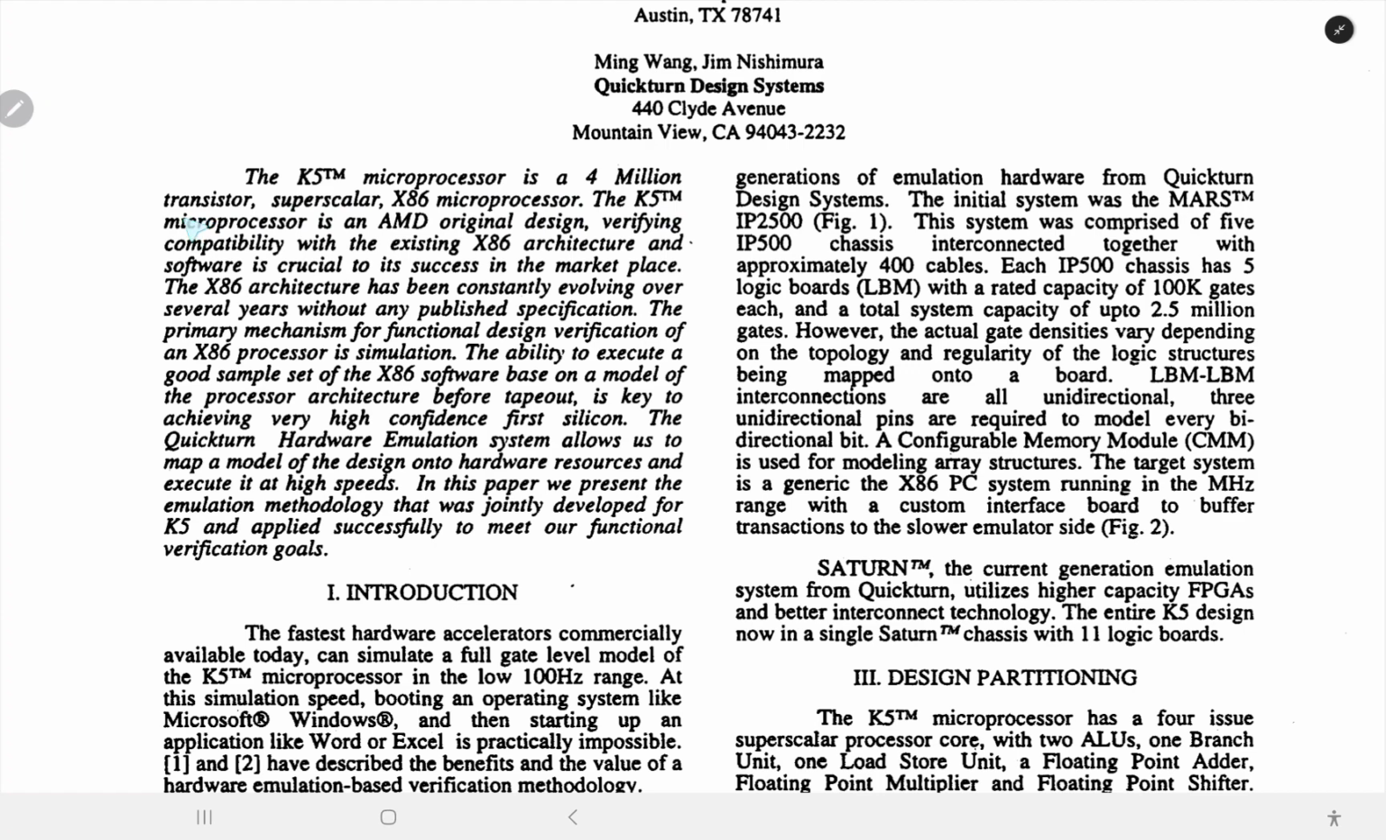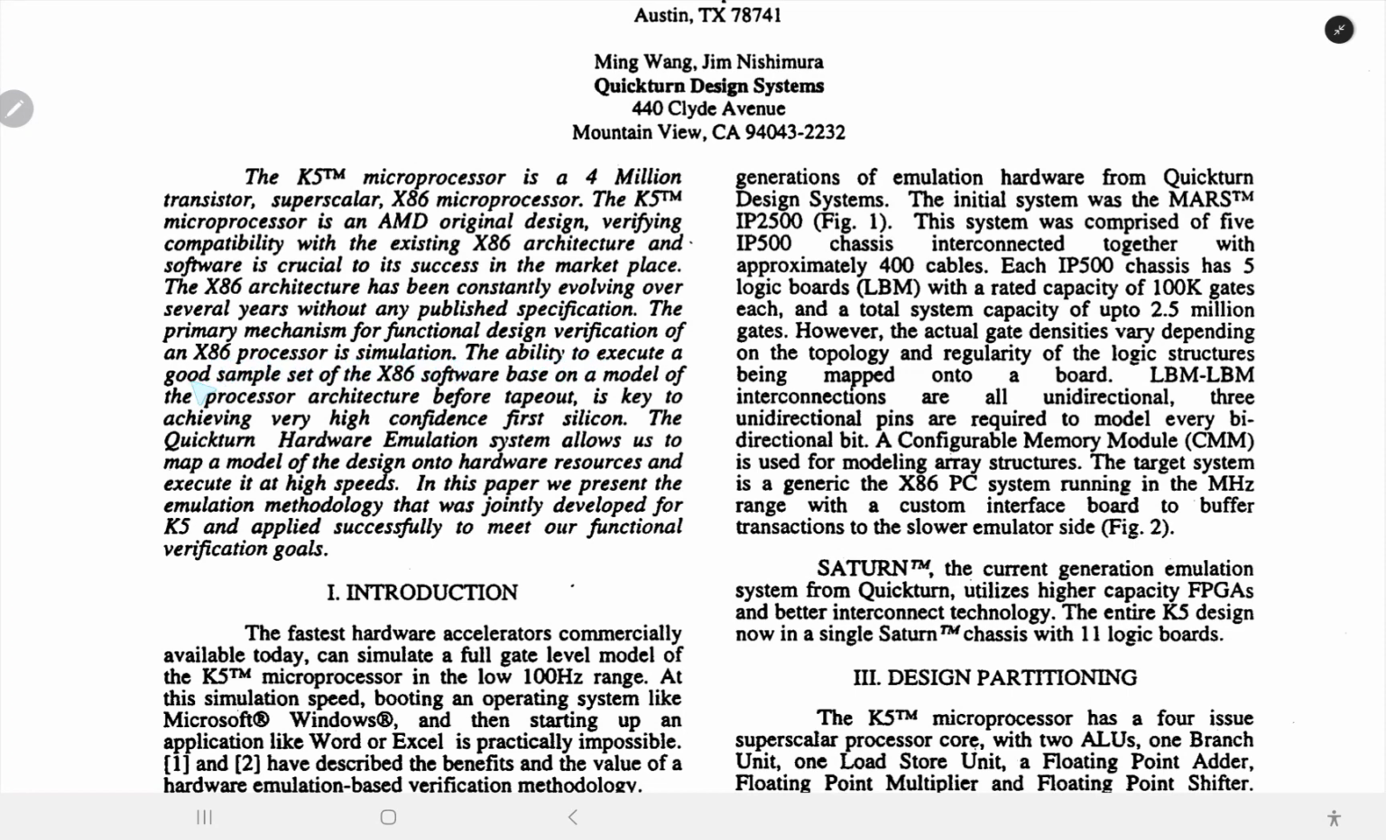The K5 TM microprocessor is an AMD original design, and verifying compatibility with the existing x86 architecture and software is crucial to its success in the marketplace. The x86 architecture has been constantly evolving over several years without any published specification. The primary mechanism for functional design verification of an x86 processor is simulation.